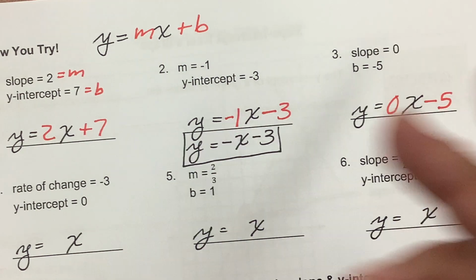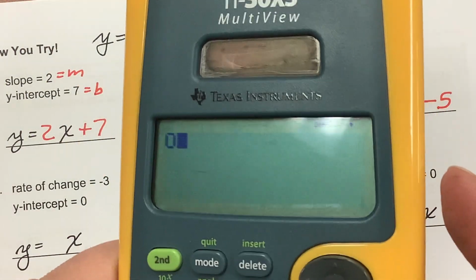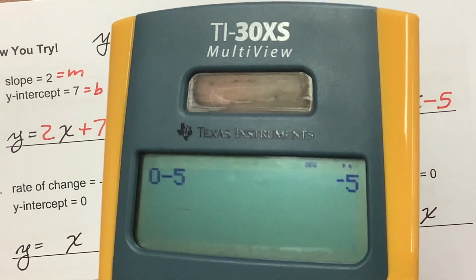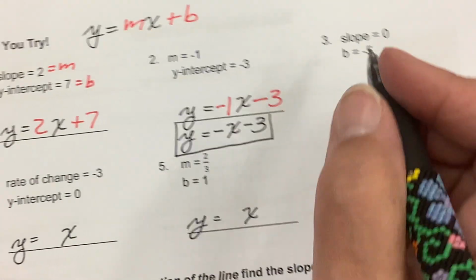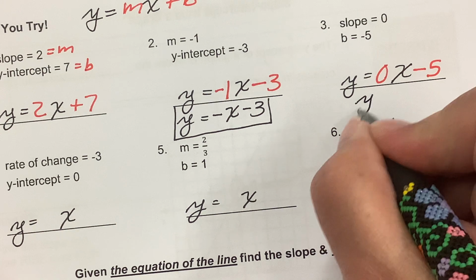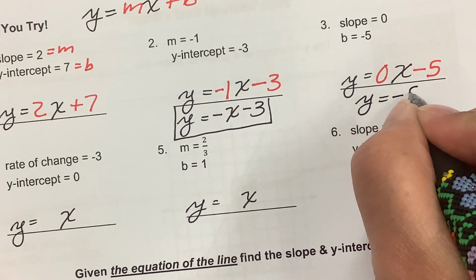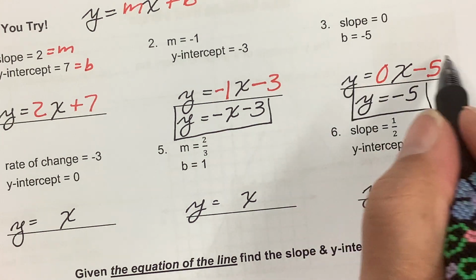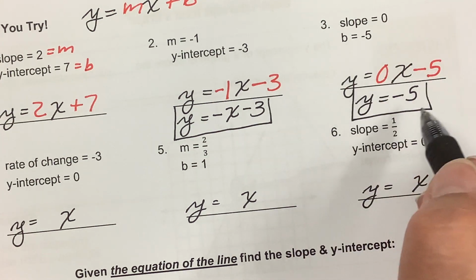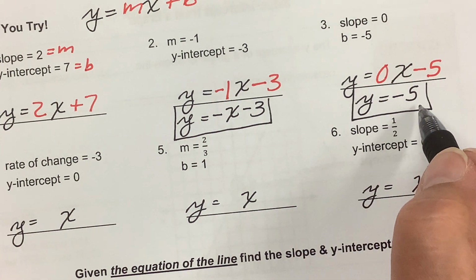What is 0 minus 5? I'm going to grab my calculator, and if I do 0 minus 5, I get -5. So here, it's just going to be y equals -5. Again, I would not mark that wrong, but that's what you would see on a multiple choice test.